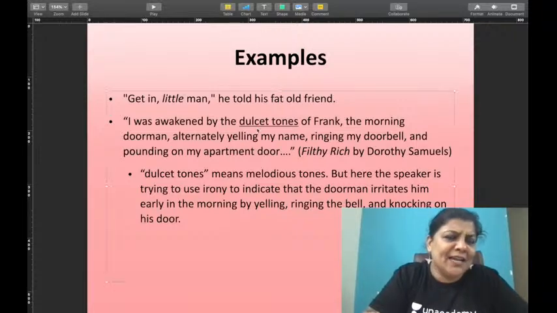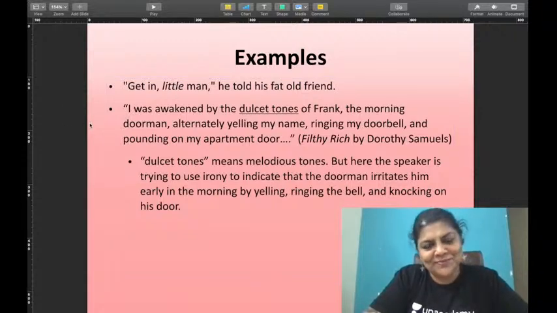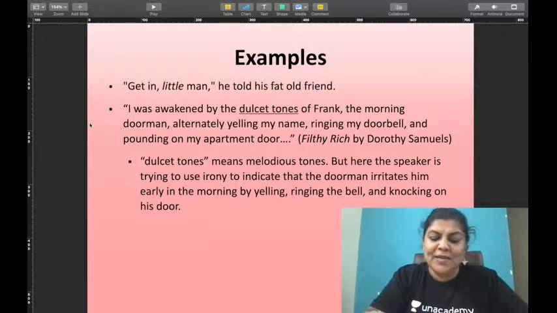Get in, little man, he told his fat old friend. Here, little does not mean little, it means big. Get in, little man. It means big only.